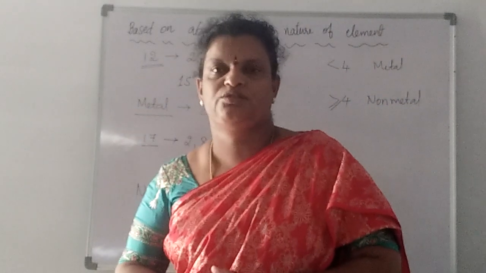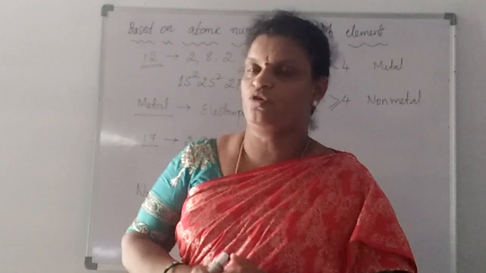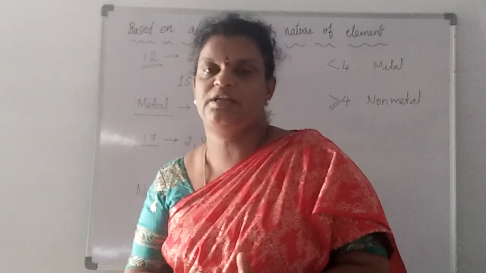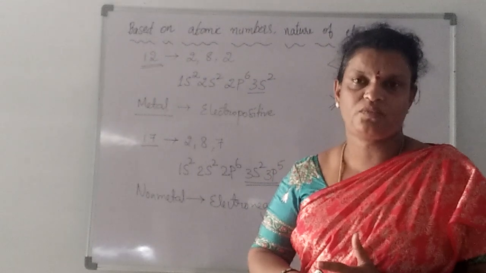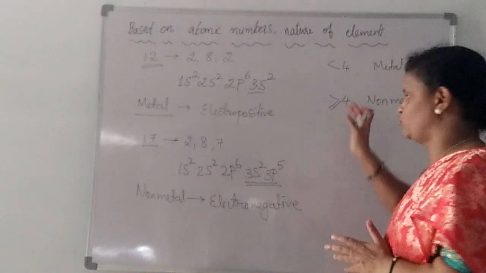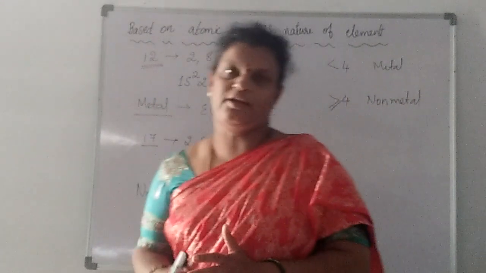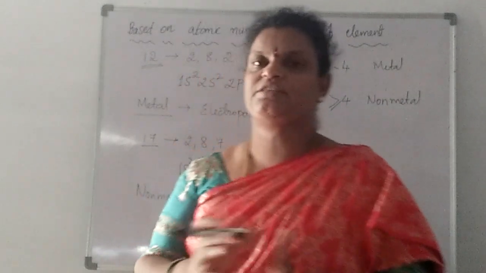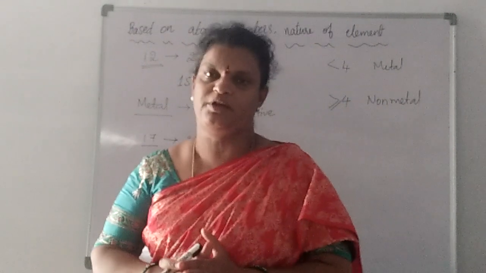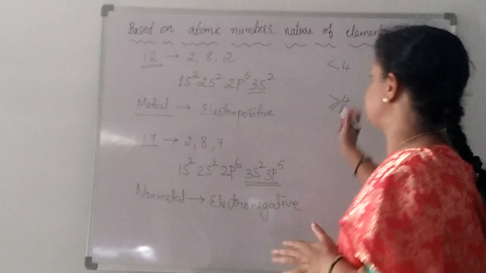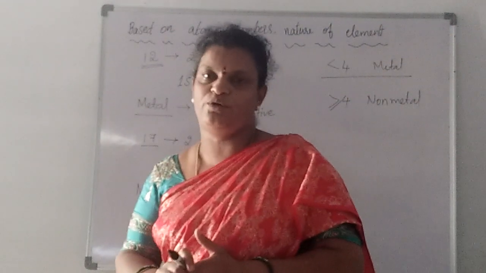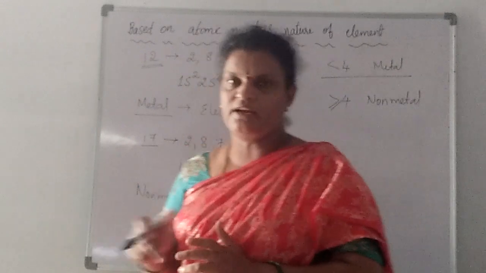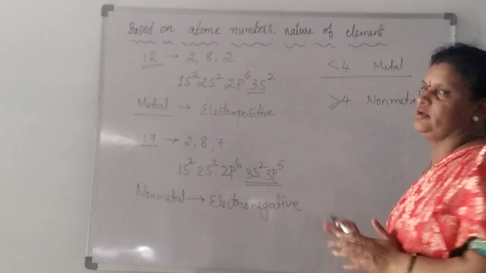Some of the elements, though they have less than 4 electrons in the last shell, may behave like metalloids. And some of them which have greater than 4 may also behave like metalloids. A metalloid is nothing but an element which has both metallic and non-metallic properties. So, just to simply remember, if the electrons present in the last shell are less than 4, it is a metal. Greater than or equal to 4, it is a non-metal.